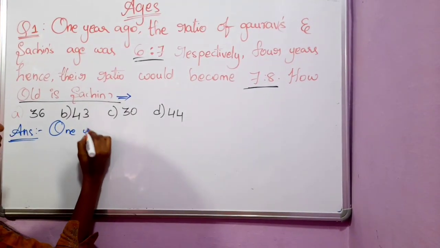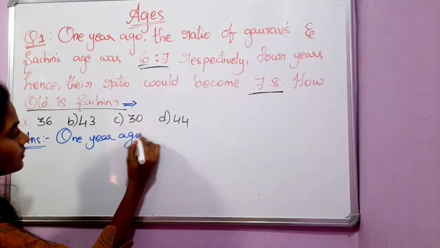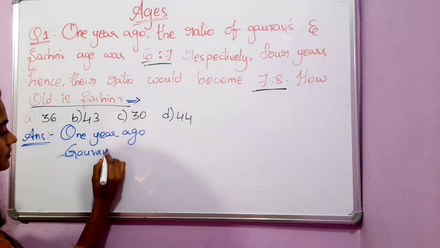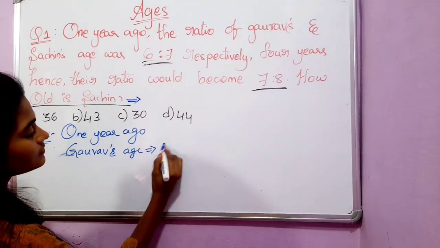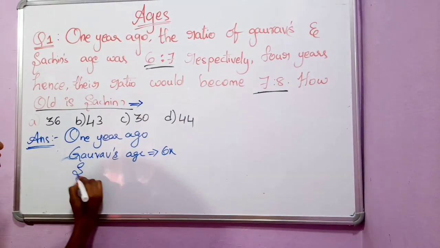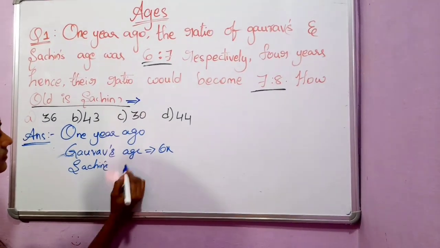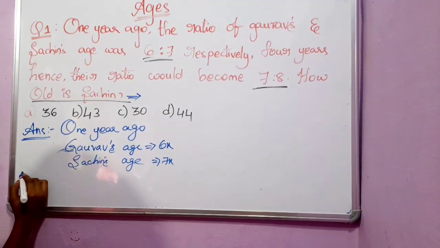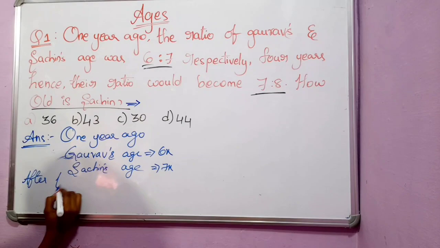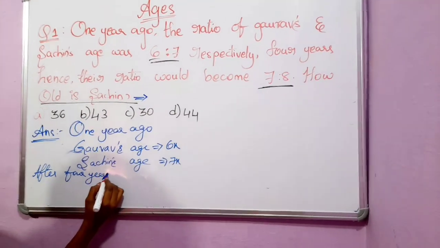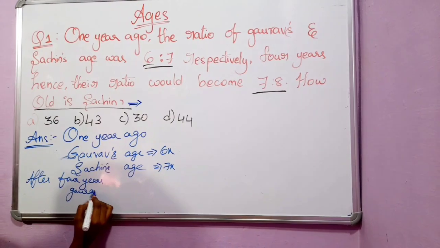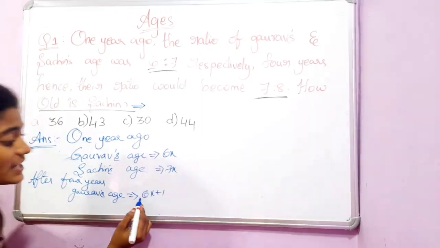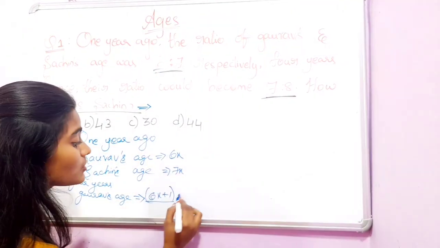1 year ago, Gaurav's age was 6x, as they have given in the question, and Sachin's age was 7x. But after 4 years, Gaurav's age will be 6x plus 1, where 6x plus 1 means the present age, plus 4 means after 4 years.